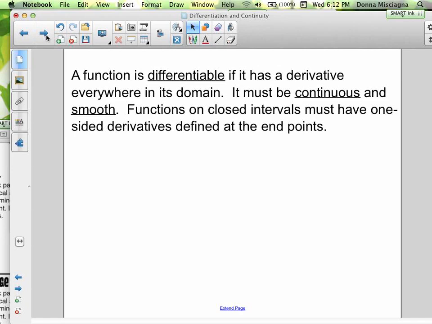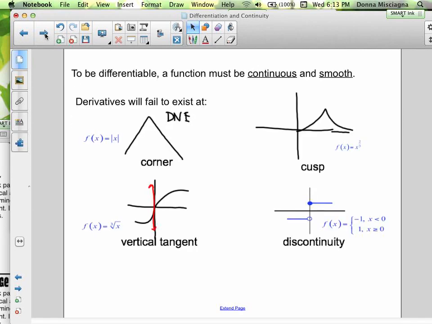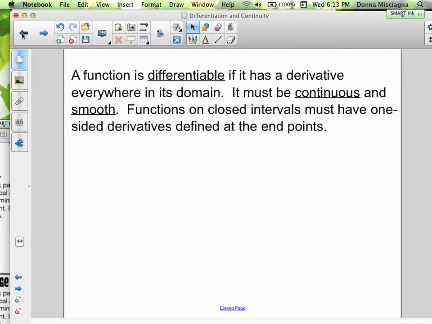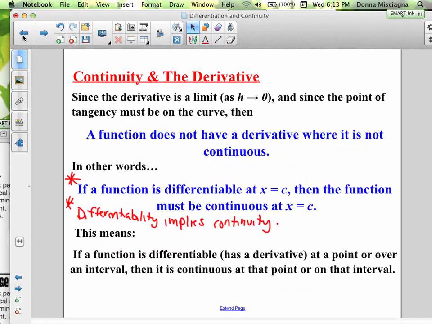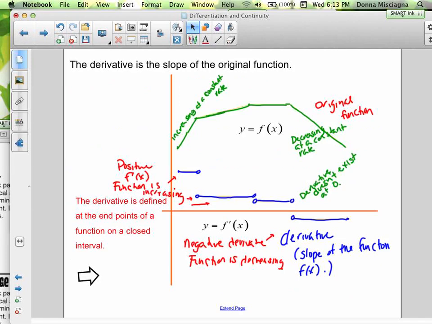All right? But notice these words that were underlined: continuous and smooth. Was our graph continuous? It was, but was our graph smooth? No, it was not. To be differentiable, a function must be continuous and smooth. Derivatives will fail to exist, in other words, they will not exist at corners. Right? So that's what we had here. Our piecewise function with all those little linear pieces was loaded with corners. We had a corner right here, so it was not differentiable there. We had a corner right here, not differentiable. And a corner over here, not differentiable. So everywhere this graph has a corner, this graph was not differentiable.